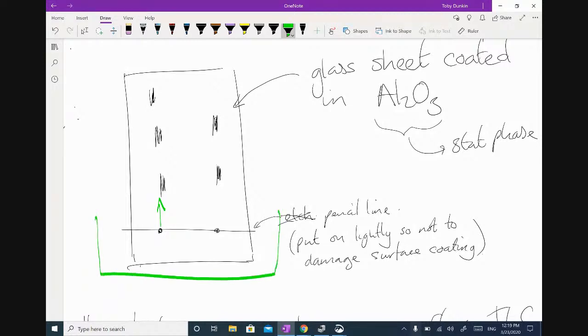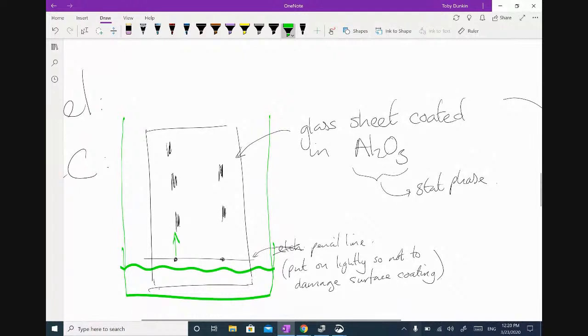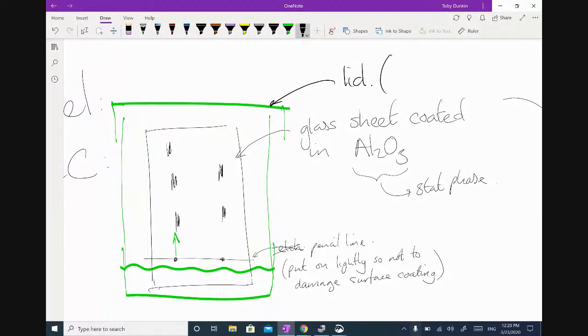By the way, I'm suddenly realizing there's detail here I've missed, which is when you do this, you have to have a lid on it. This is done in a beaker and it has a lid. The lid is to prevent the solvent evaporating.